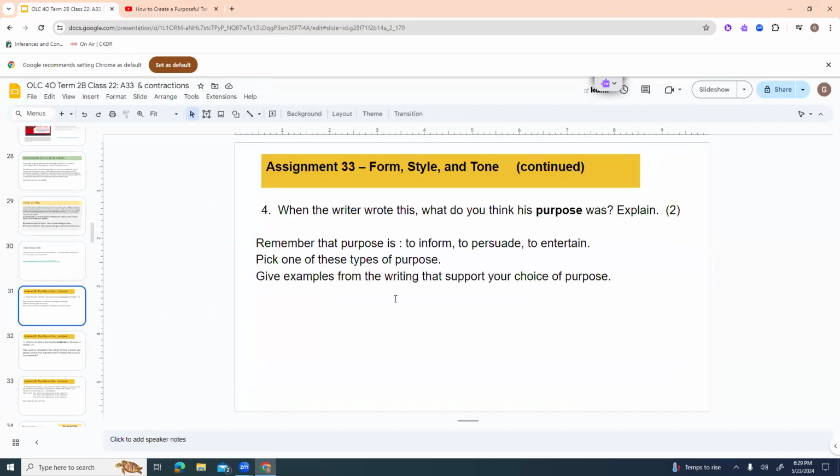Okay. When the writer wrote the business piece of writing, what was their purpose and explain? Remember that there's only three main purposes: to inform, to persuade, and to entertain. Pick one of those types and give an example from the writing that supports your choice of purpose.